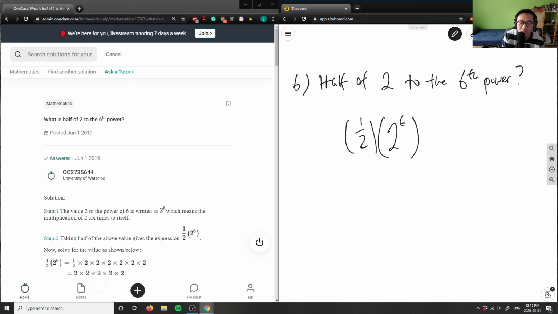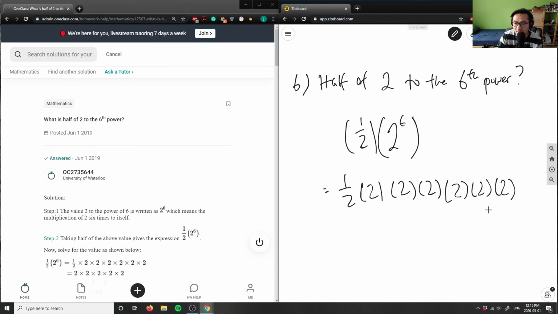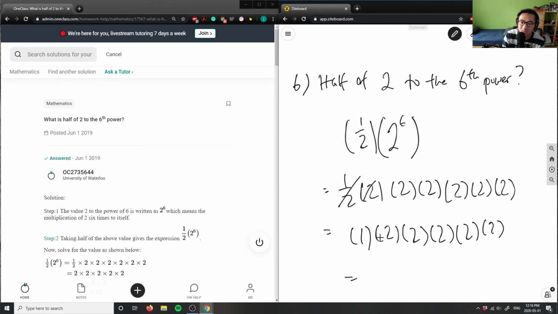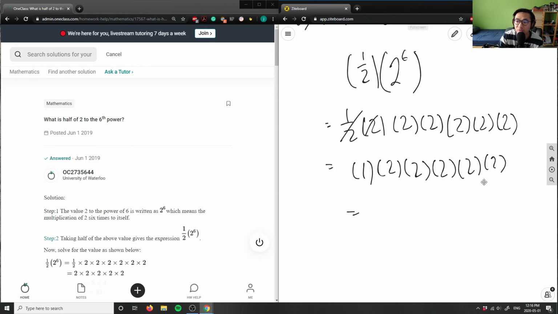So in order for me to do this, I can simply rewrite this as half times 2 times 2 times 2 times 2 times 2 times 2. It's just 2 to the 6th power, so I'm writing 2 six times. And then I just have to simplify, right? Half times 2 here is 1, so these two can cancel to 1. And then I have 2 times 2 times 2 times 2 times 2, which is simply 2 to the 5th power.